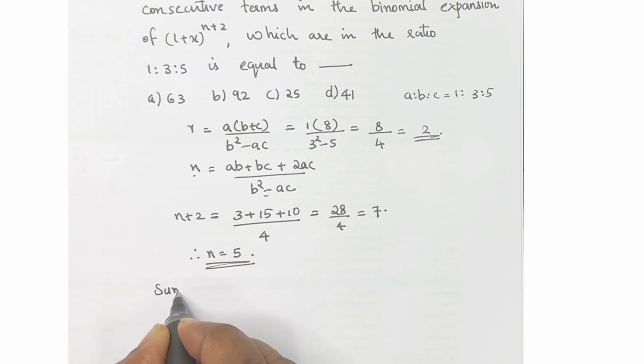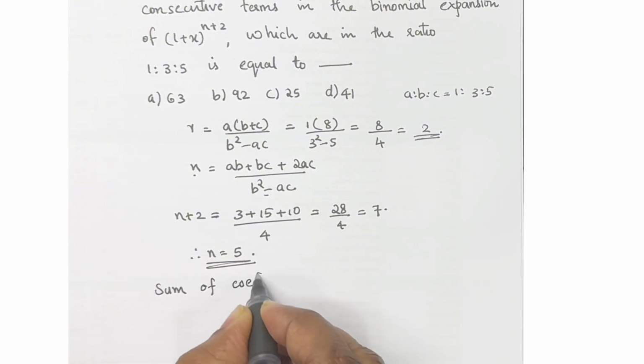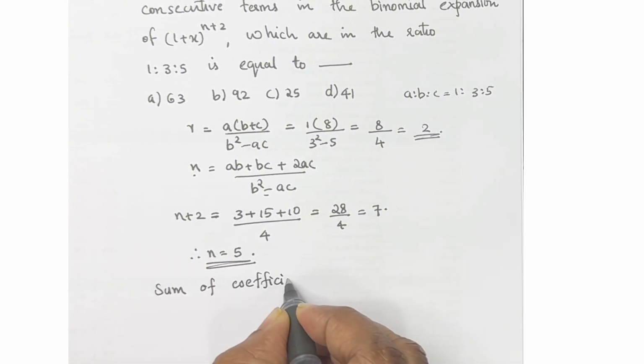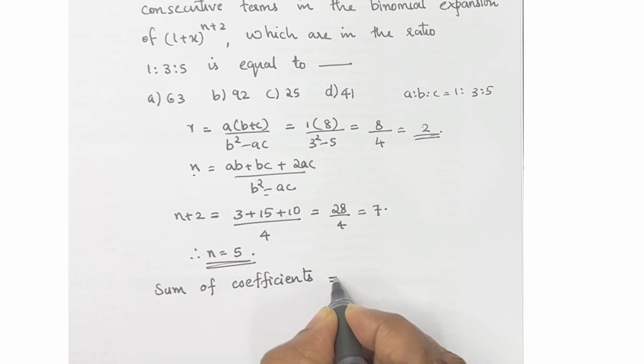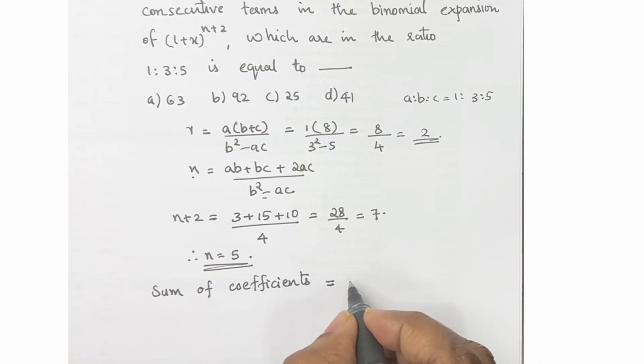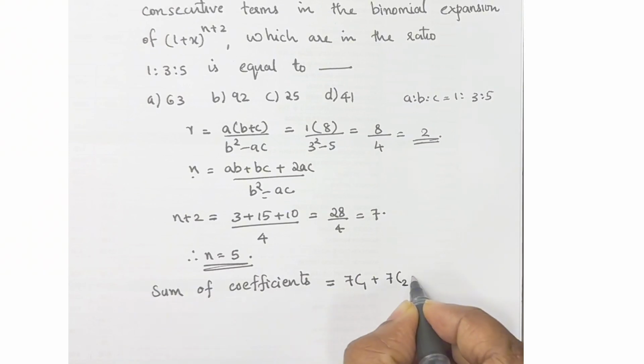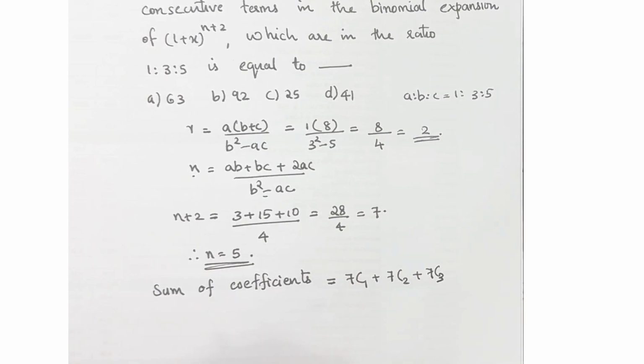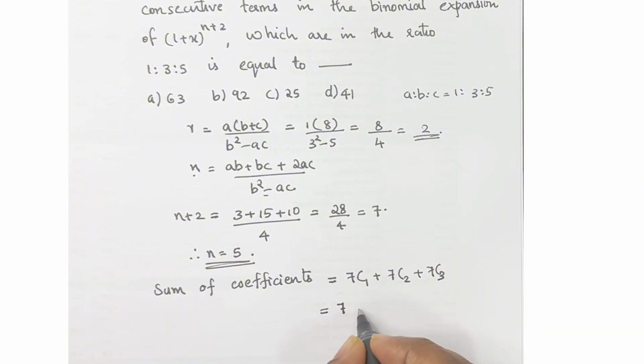Therefore, the sum of the coefficients of the 3 consecutive terms: here the power is n + 2, which is 7. Therefore, the first coefficient will be 7C1, plus second coefficient 7C2, plus third one 7C3. Now add these 3 coefficients and find the final answer. 7C1 is 7 itself, plus 7C2 is 7 into 6 divided by 2, plus 7C3 is 7 into 6 into 5 divided by 3 factorial.